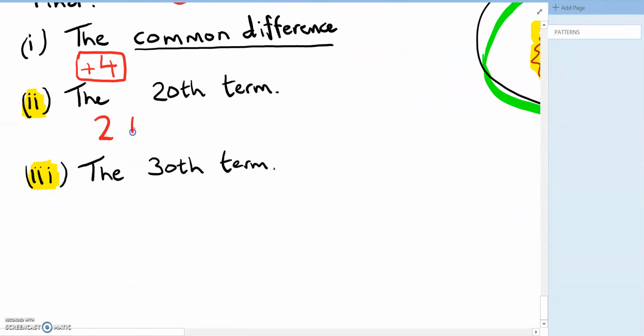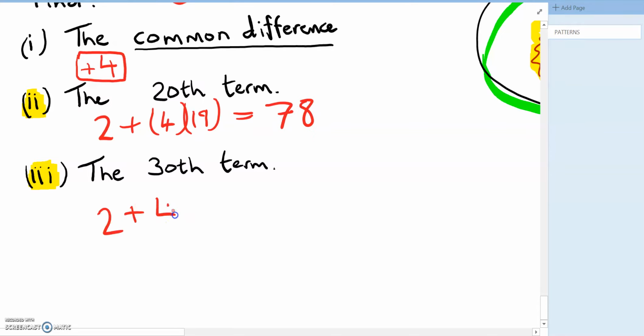So 2 plus 4 by 19 gives me, what's that? 78. And this one, it would be 2 plus 4 by 29.